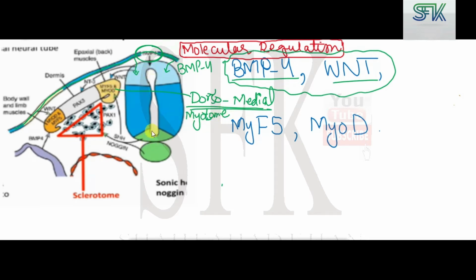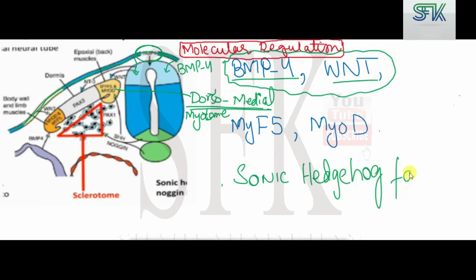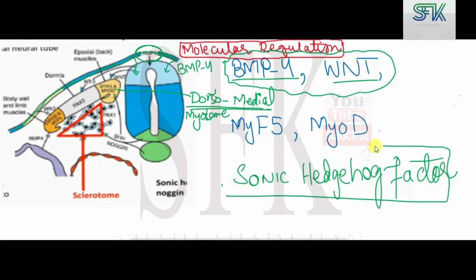At the same time, this neural tube also secretes another factor called the sonic hedgehog factor. This is a very nice name, and it's pretty easy to learn if you guys have seen the movie Sonic Hedgehog. It's abbreviated SHH, Sonic Hedgehog. And this Sonic Hedgehog also goes and attaches to the same point, the dorsomedial myotome.